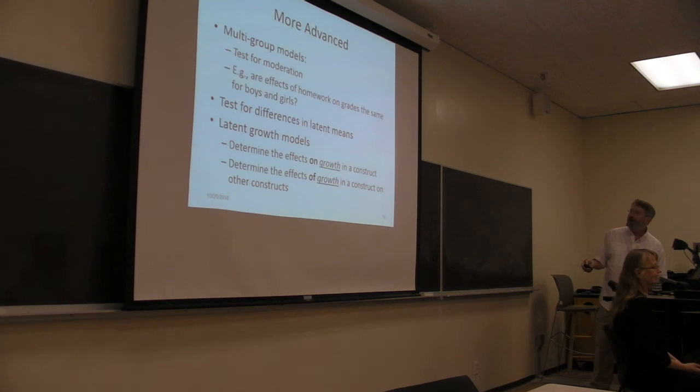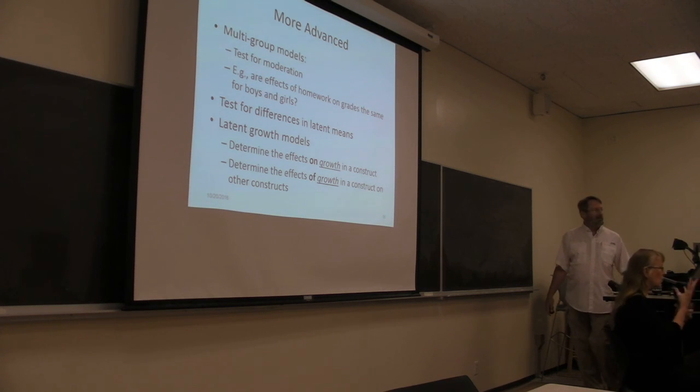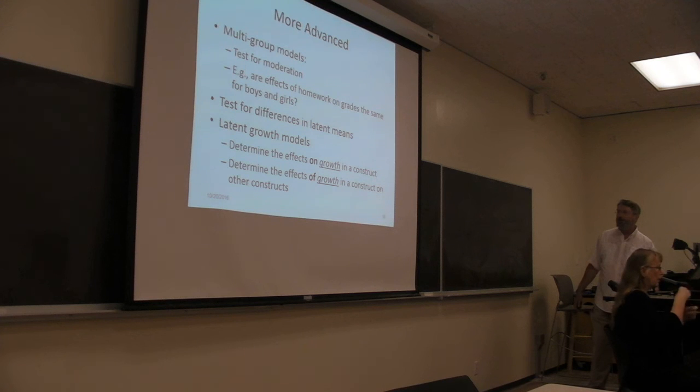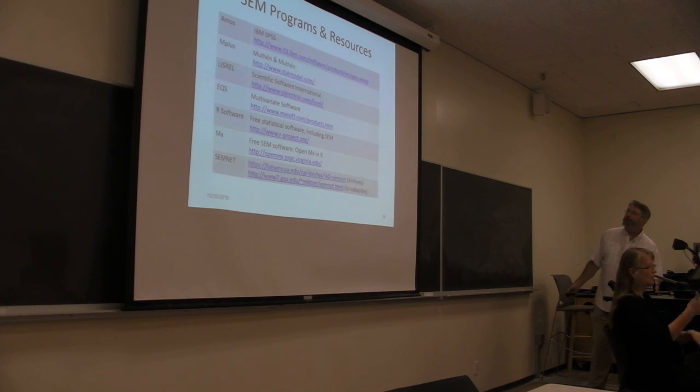All right, I'm running out of time. If you want to get more advanced, we can have multi-group models where you have different models for different groups and we can test whether they're equivalent. It's a way of testing moderation, or interaction. There are also latent growth models in which you can test whether variables influence growth in a construct or whether growth in a construct influences something else.